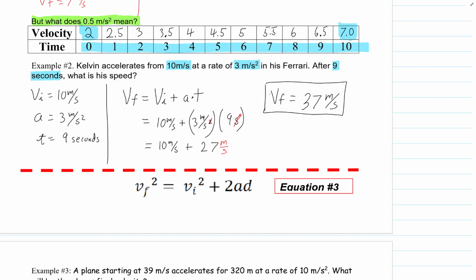Okay, digest it for a second. Think about it. We're given the initial velocity, A and T. And A and T is how much it changes. How much does the velocity change? It's A times T. This is the change in velocity. A times T is how much it changes. So how much it changes is 27. So you start at 10 and you change by 27. So your final is 37.